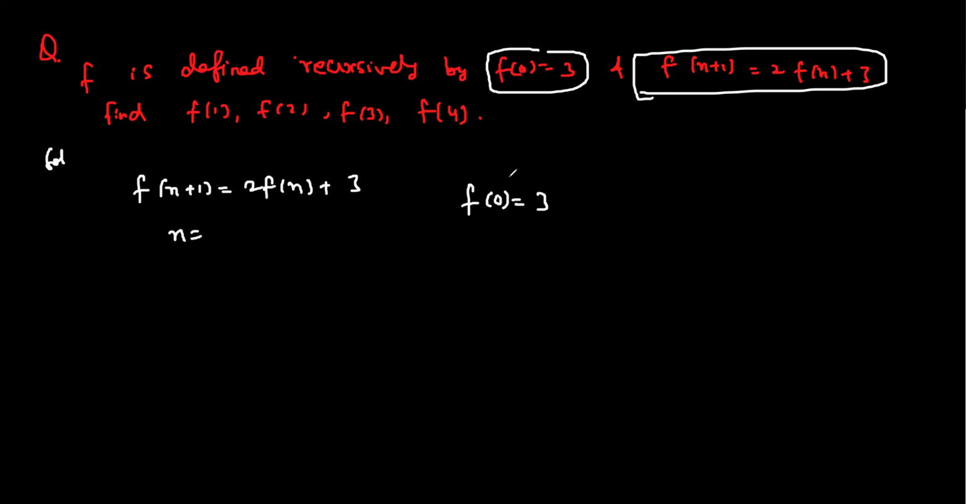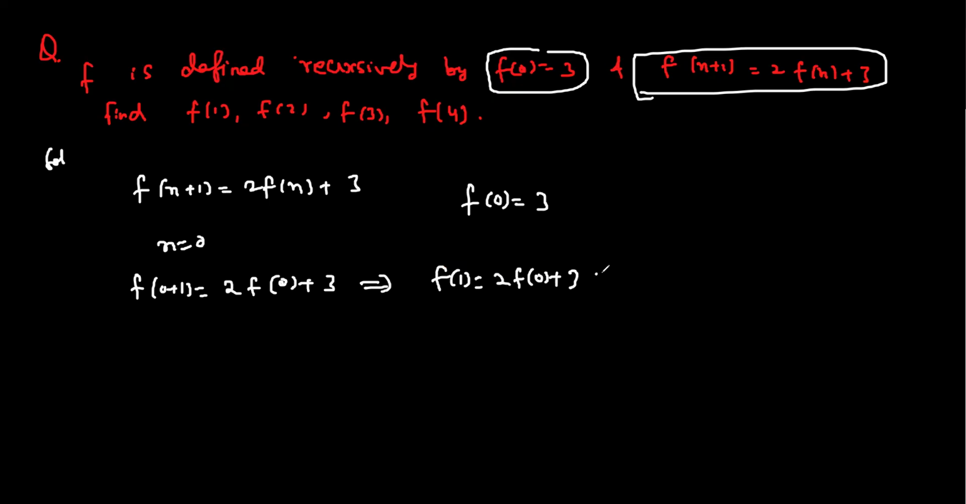See, n starts from 0, right? So it starts from 0. So put n is equal to 0. 0 plus 1 is equal to what? 2 f of 0 plus 3, right? Which is equal to f of 1 is equal to 2 f of 0 plus 3. 2 f of 0 is what? 3, 6 plus 3, 9, right? So you got what?